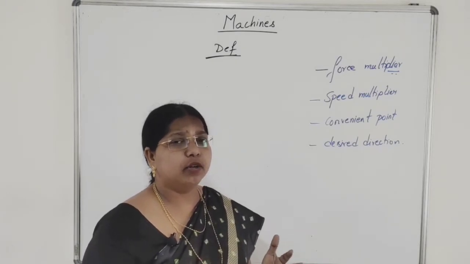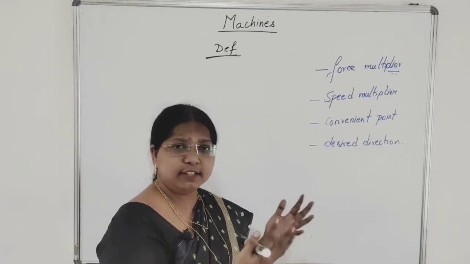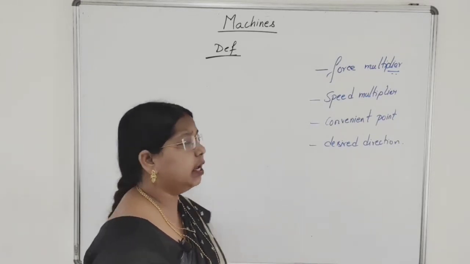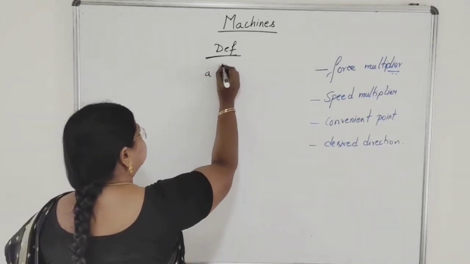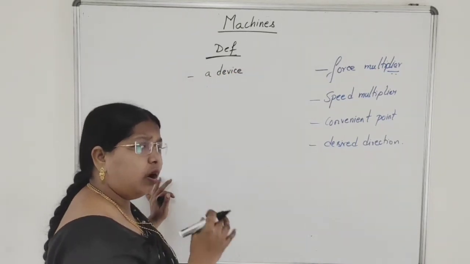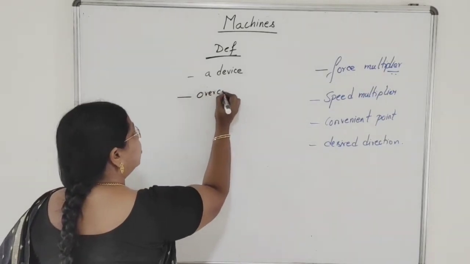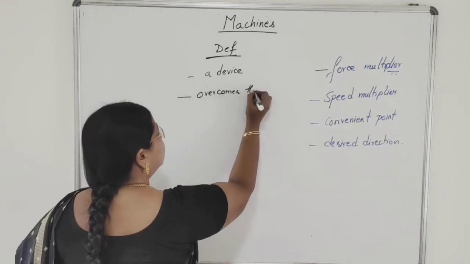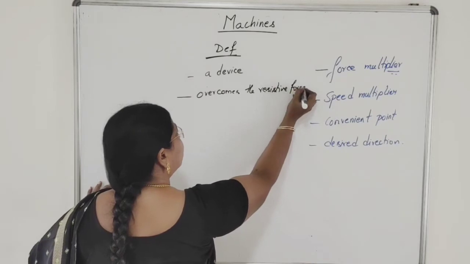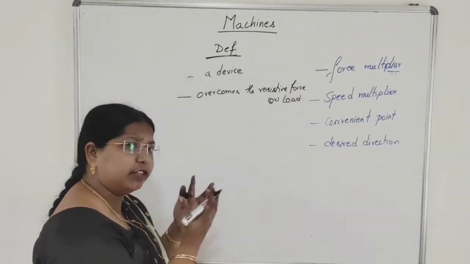The effort that we are applying is used to lift some load. So the machine is lifting the load, overcoming some opposing force. We know that this machine is a device. What is this device doing? It overcomes the resistive force, or we can simply call it load; it can lift the load.